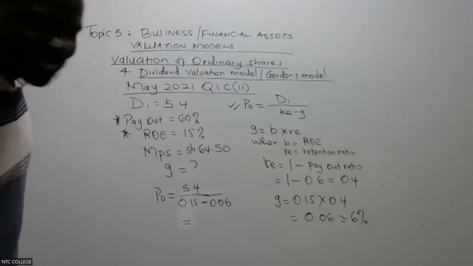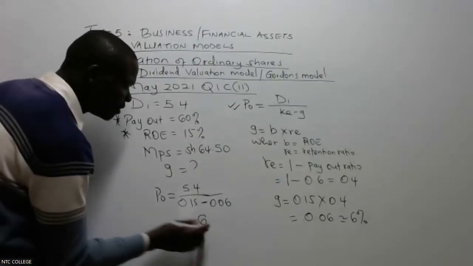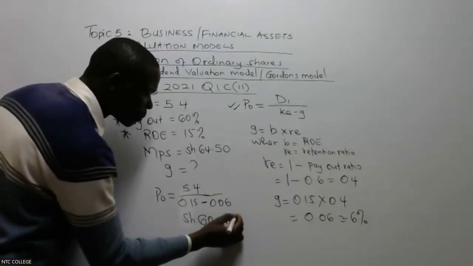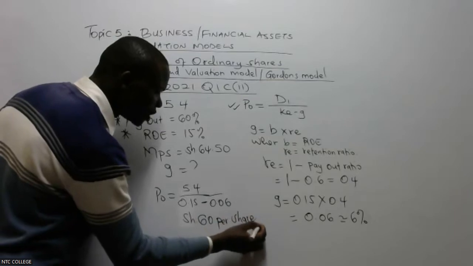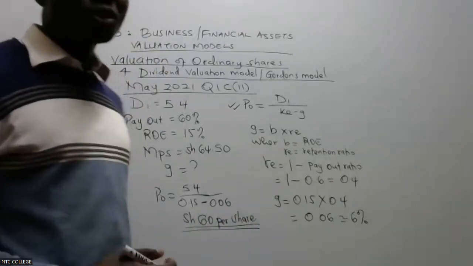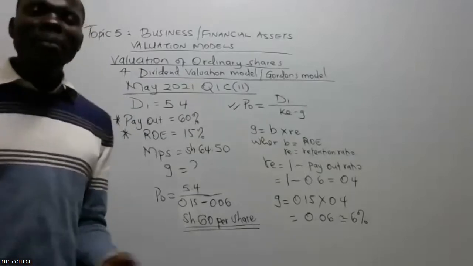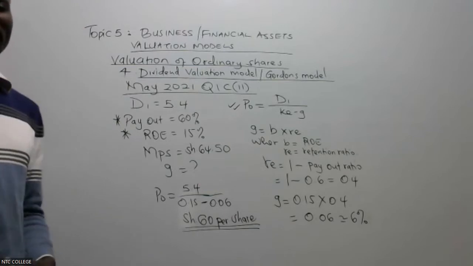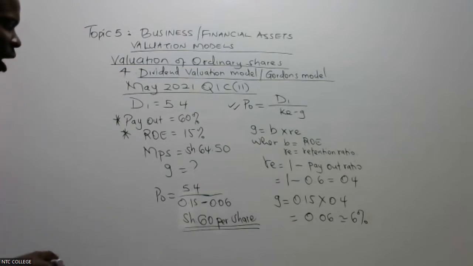So I'm told that we are having 60 shillings per share. So that is our intrinsic value. The examiner did not require us to determine the intrinsic value, but he told us to advise.